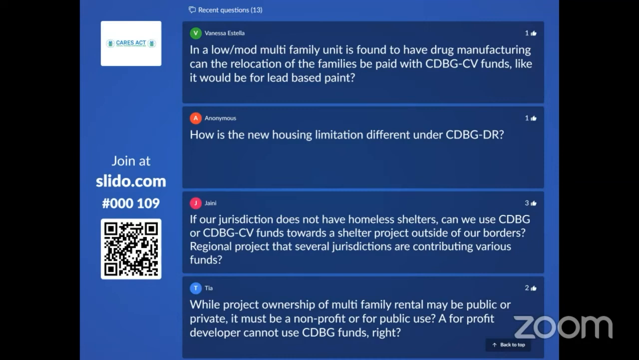A low-mod multifamily unit is found to be used for drug manufacturing. Can it relocate? No, definitely not, because that's illegal activity. Usually relocation is triggered if CDBG is used either to substantially rehabilitate or demolish a housing unit. But remember, relocation is also applicable to businesses and other entities.